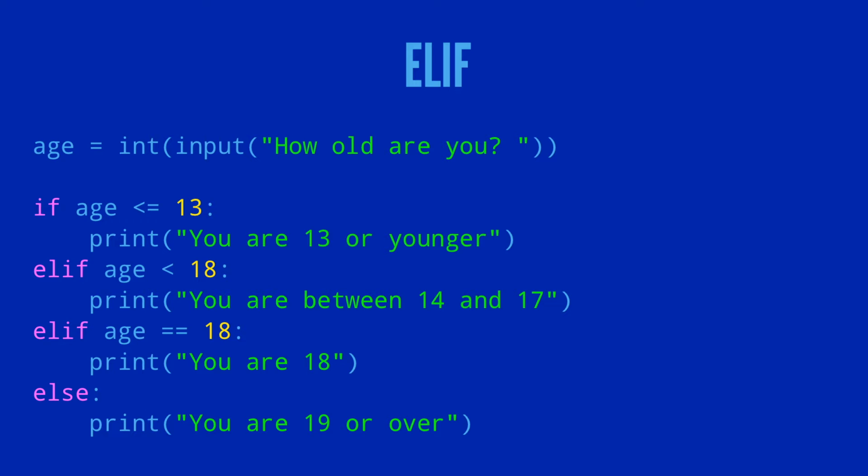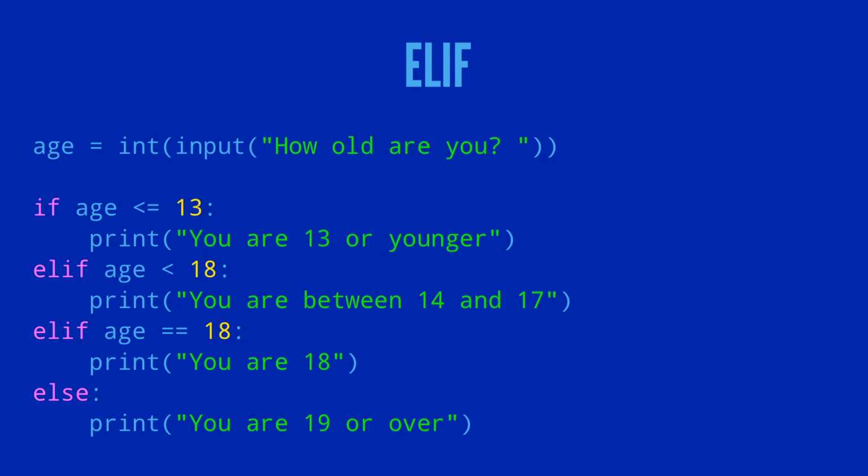So again, another example here, and this time we're actually going to ask the user for some input. To begin with, we're trying to get the user's age. So we ask for the input, we cast it to an integer, and we store it in the variable age. And then for the rest of the if statement, we're going to check how old the user is, and then print different messages depending on how old they are. So again, the execution starts from top to bottom. The first one, if the age is less than or equal to 13, we're going to print the message you are 13 or younger.